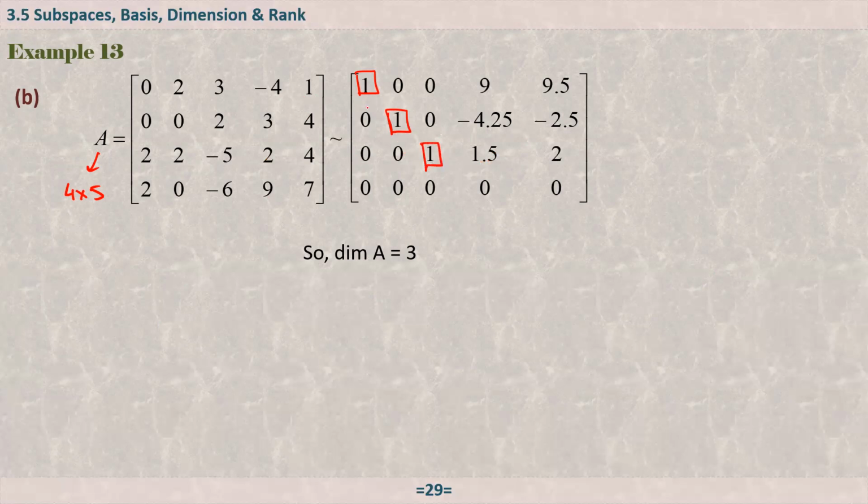So using these 3 rows, we can span the row space of this matrix, or using these 3 columns, we can span the column space of this matrix. So here, since it has 3 leading ones, the dimension of this matrix is 3.